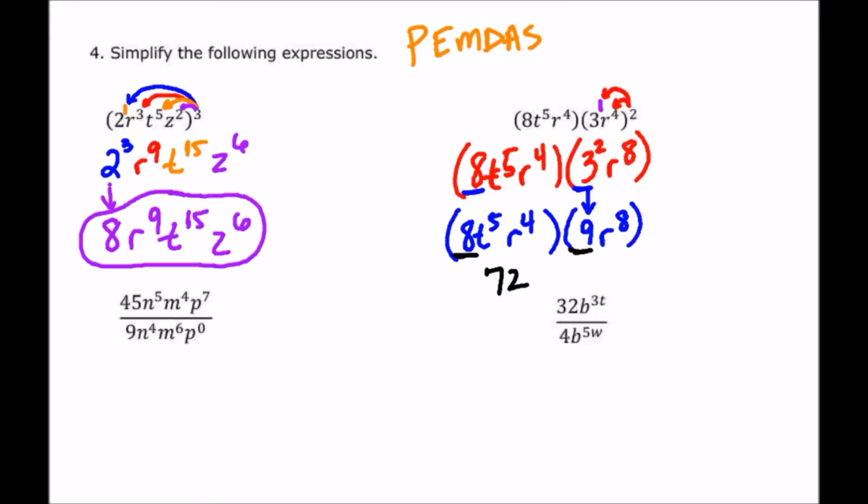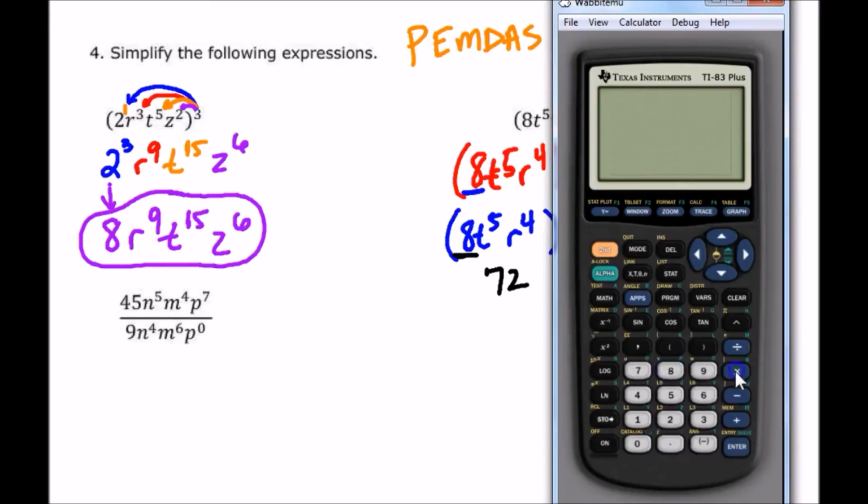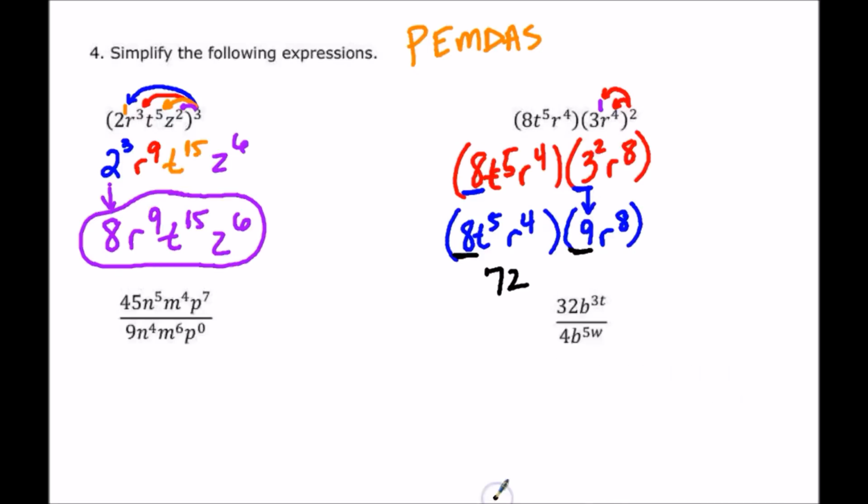72. And if you forget, you can always check your calculator. 8 times 9. Press enter. Oh, I've got to turn that on. 8 times 9 is 72. Don't want to make any mistakes there.